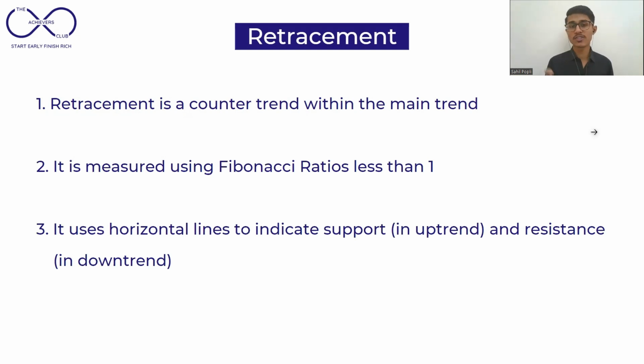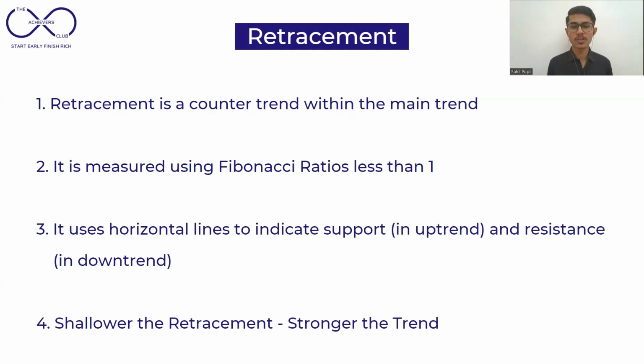Similarly, it uses horizontal lines to indicate support in an uptrend and resistance in a downtrend. That's the main function of retracement, so that we can get the support and resistance areas: support in an uptrend, resistance in a downtrend. At that point we get low risk, high reward opportunities to go long or short. When it comes to support, we can go long. When it comes to resistance, we can go short. Right, so I hope you are absolutely clear about this as well.